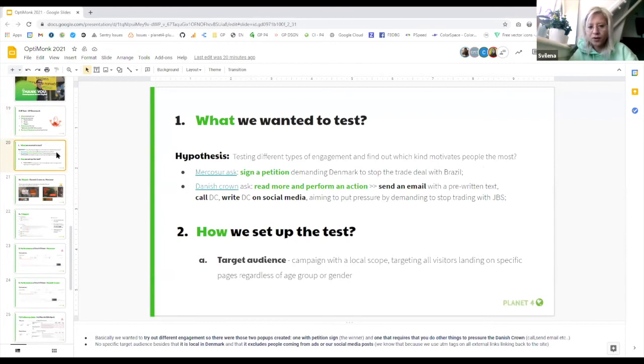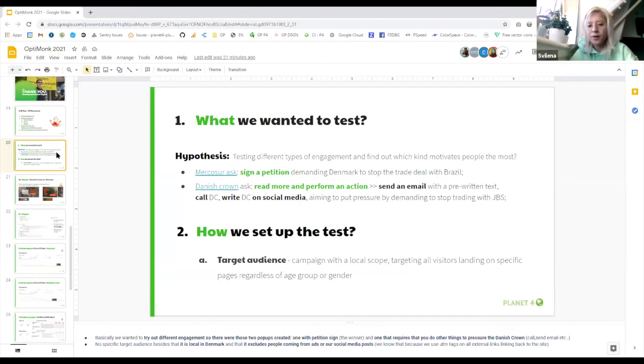So we had the hypothesis that there are 2 different types of engagement. One of them is the usual ask: sign a petition, support the cause. This was related to the Mercosur agreement. The other was related to a different kind of engagement possibility, related to the Danish Crown, a company related to food production. Both have ties with Brazilian deforestation in Amazonia, so they share a similar visual identity, as you can see from the pop-ups.